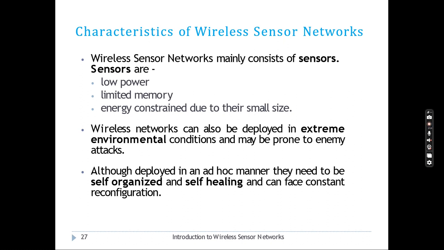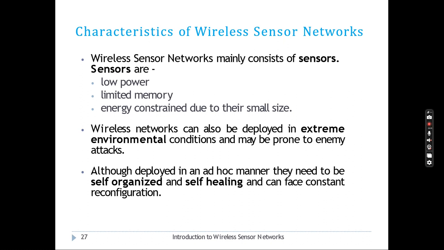So wireless networks can also be deployed in extreme environmental conditions and may be prone to enemy attacks. What is an extreme environmental condition? Because we are interested in monitoring the environmental factors in many places. Let me tell you a very simple example. Recently China has put sensor nodes in a very big place like a mountain. Somewhere they have deployed sensor nodes and identified what the environment is and how it gets affected. These sorts of places you can consider as extreme environmental conditions, right?